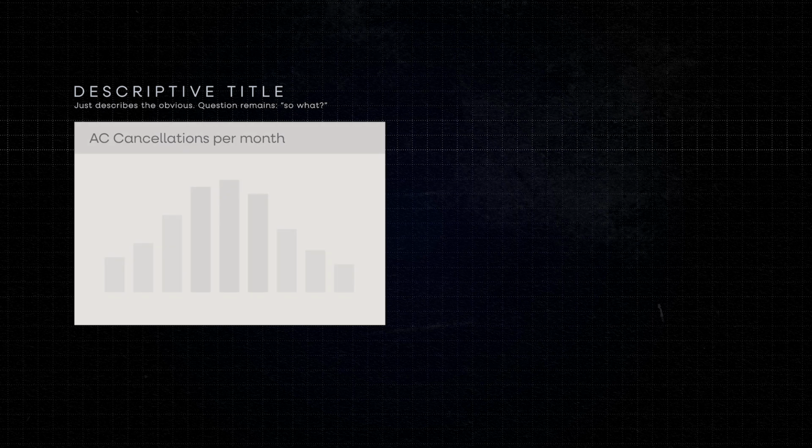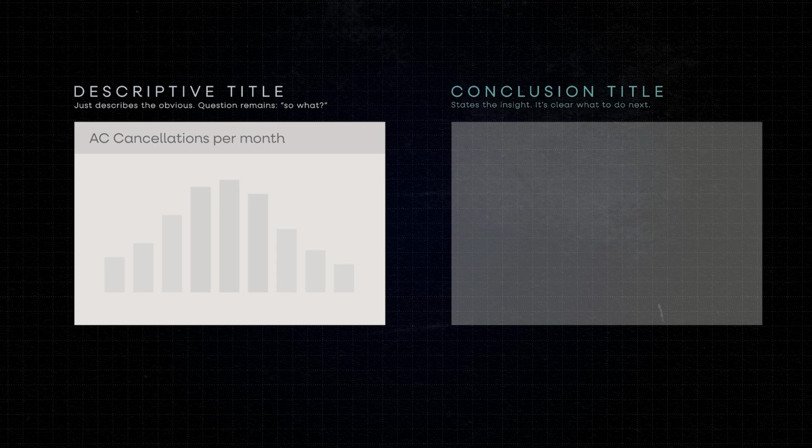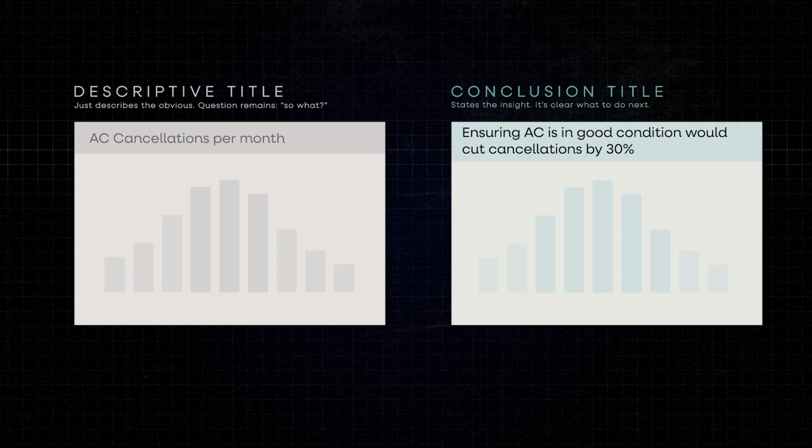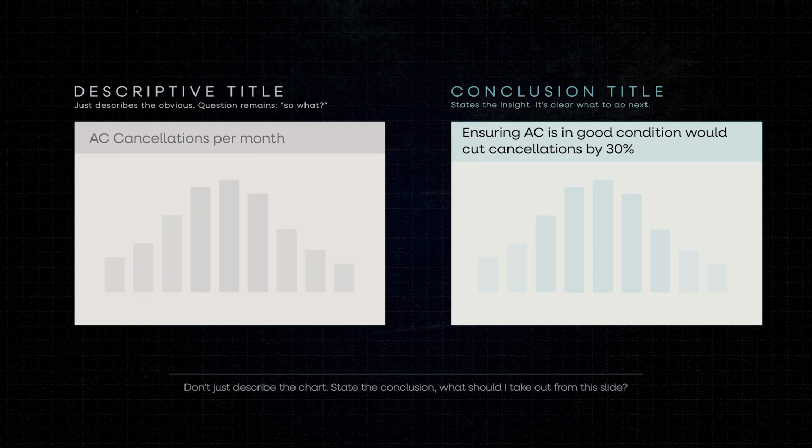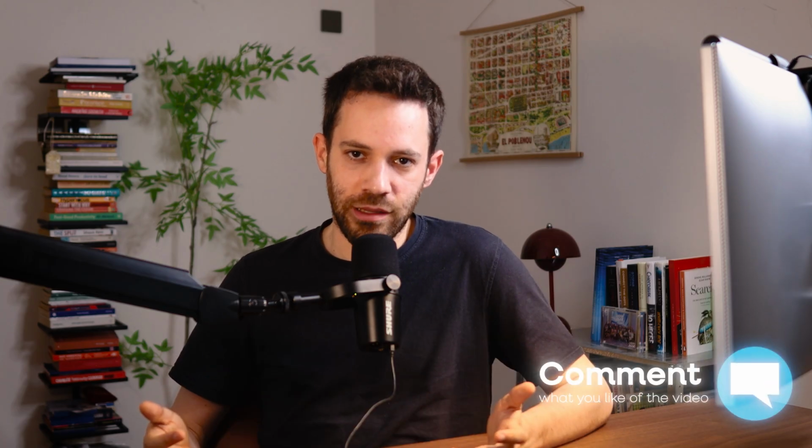So instead, what you want to do is to make sure that the title has the conclusion of your slide. So not just a generic "AC cancellations per month", but something like "Ensuring AC is in good condition would cut cancellations by 30%". Now, when your manager is reading this title, they immediately understand what's the point that you're trying to convey, what is the action that you're asking them to take, and essentially the chart is just supporting that conclusion that you put in the title.